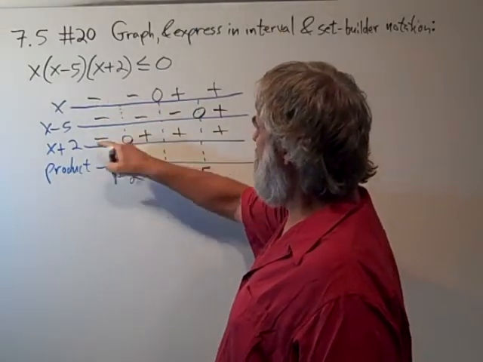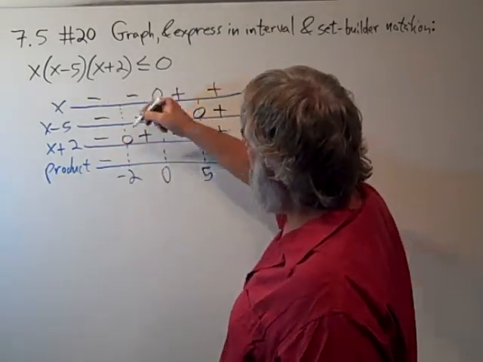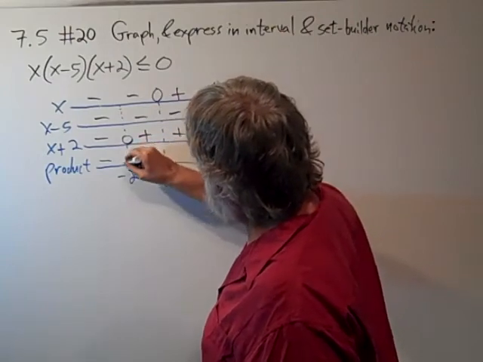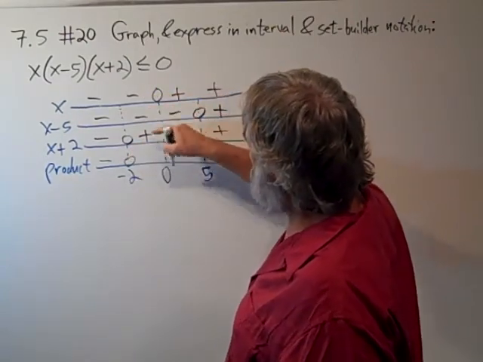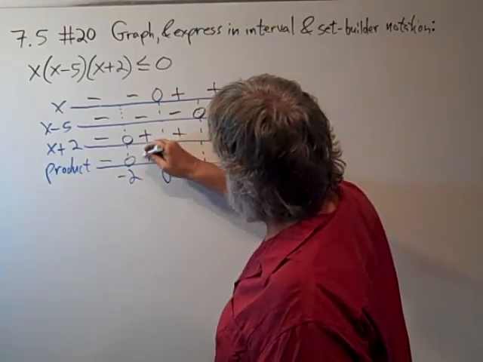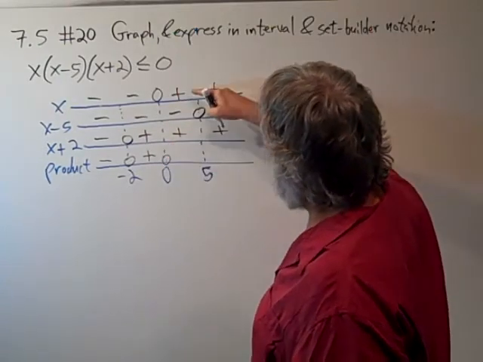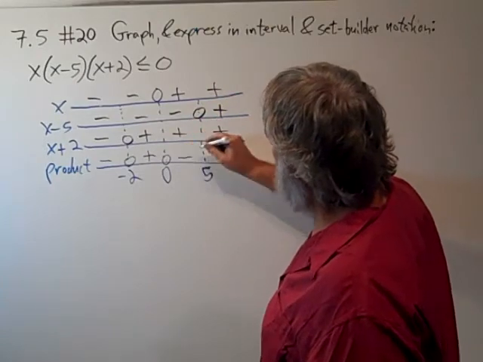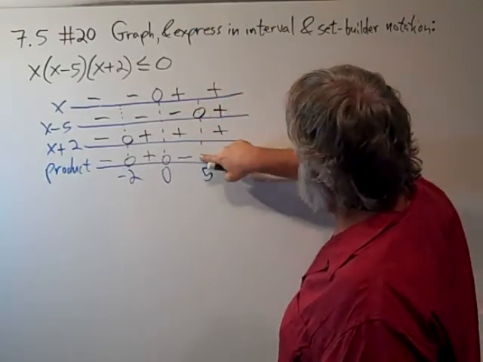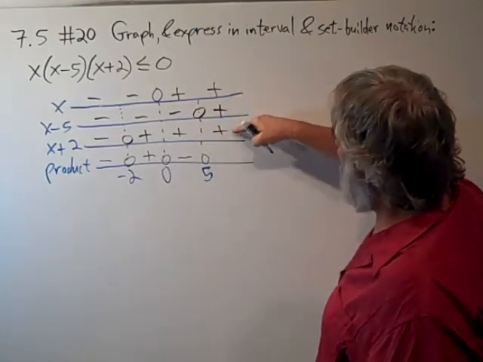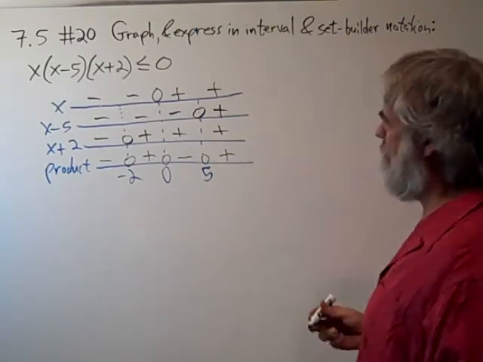A negative times a negative times a negative is a negative. Anything times 0 is 0. A negative times a negative times a positive is a positive. 0 times anything is 0. A positive times a positive is a negative. And anything times 0 is 0. And 3 positives multiplied together make a positive.